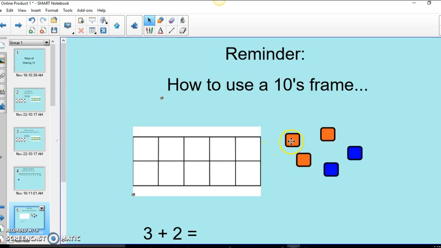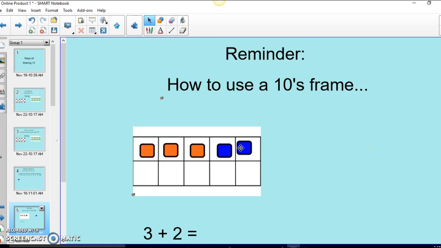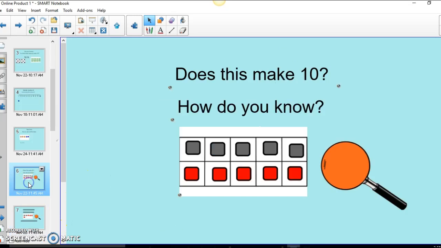A review of how to use the tens frame. Students can slide the blocks in to each slot to remind them of how to use this and how to count the blocks once in there. Also a sample equation, 3 plus 2, 3 orange blocks, 2 blue ones.